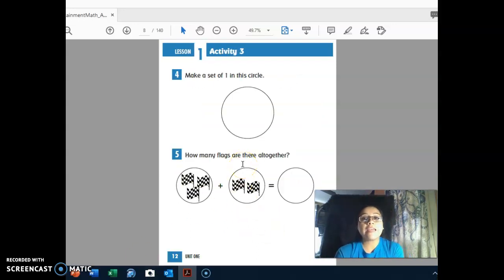Number 4, make a set of 1 in this circle. So you're going to make a set of 1. You can draw a dot, you can draw squares, whatever you want, but you're going to draw 1. How many flags are there all together? So let's count. Get ready. 1, 2, 3. So you have 3 in the first circle. Plus, how many do you have in your second circle? 1, 2. Equals all together. So let's count them all together. 1, 2, 3, 4, 5. So I want you to go ahead and follow the steps and write your answer.